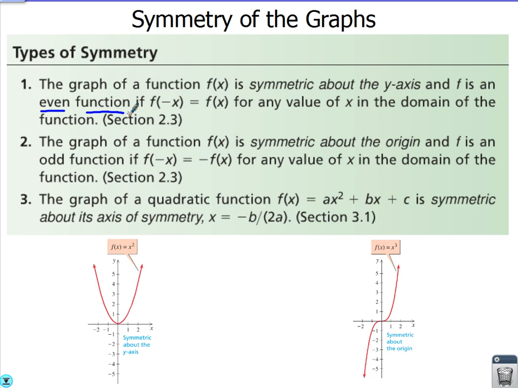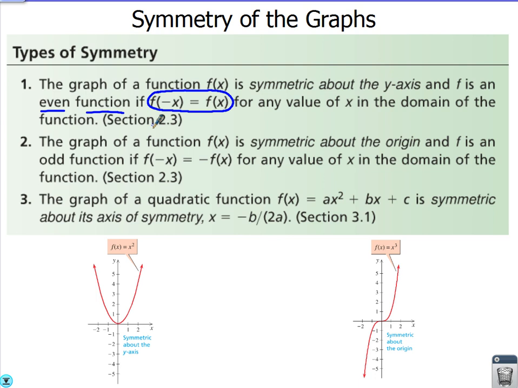For a function to be even, that means that f of negative x is equal to f of x. That was the test that we gave. You take and you plug in negative x's for all of your x's, and if you end up with the same function you started with, then that's going to be an even function. It's symmetrical across the y-axis.